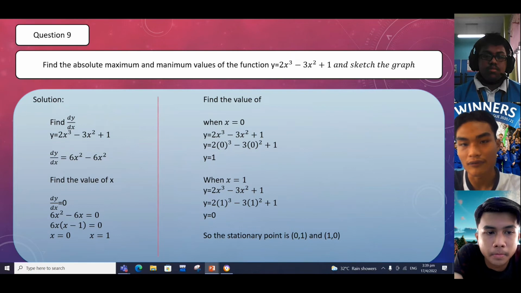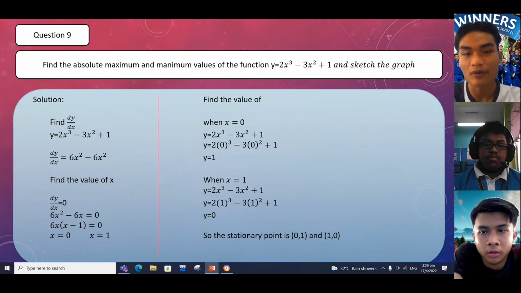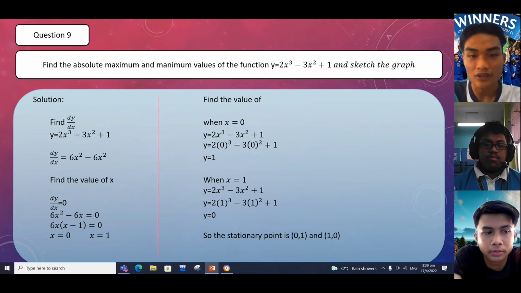Find the value of y when x equals 0. y equals 2x to the power of 3 minus 3x to the power of 2 plus 1. y equals 2 bracket 0 to the power of 3 minus 3 bracket 0 to the power of 2 plus 1. So y equals 1.